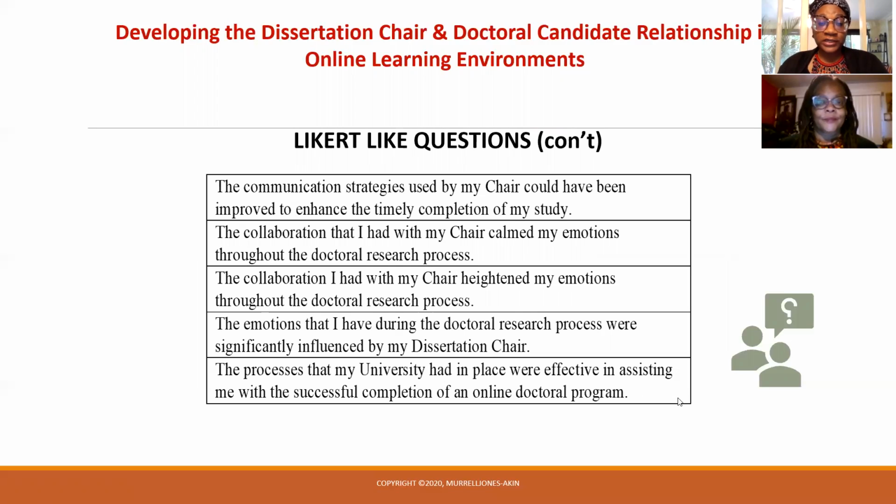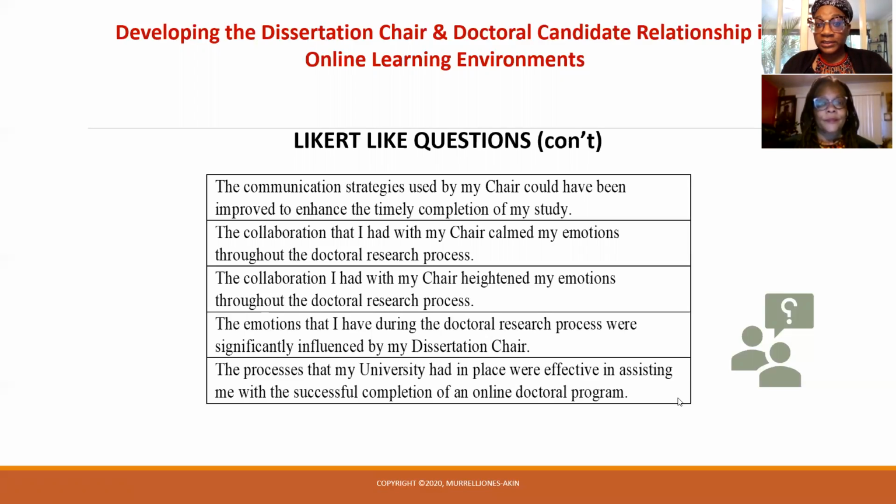Other communication strategies used by the chair, could they have been improved for the completion of the study? Was the collaboration with the chair able to calm the emotions throughout the process? Emotions such as anxiety, fear, anything of that nature. Did the chair assist with that? The collaboration that they had, did it heighten the emotion, meaning that it brought on more fear instead of calming them? Or did it bring on more emotional stress throughout the process?